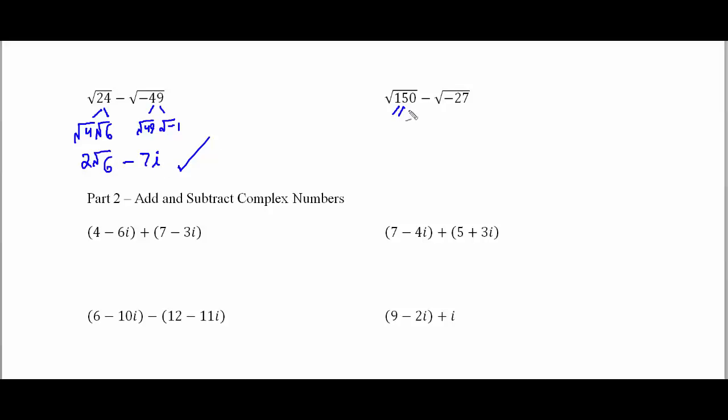So for our final problem, let's split this up. We can split this up into 25 times 6. We can split this up into the square root of 9 times square root of 3 times square root of negative 1. So this becomes 5 square roots of 6 minus, this becomes 3 square root of 3i. And we're done, and we're done because you can't combine these. You can't combine a non-i with an i. Now, you're probably going like, well, gosh, when are we going to get to combine them? Well, down here you will, because we're going to add and subtract these complex numbers.